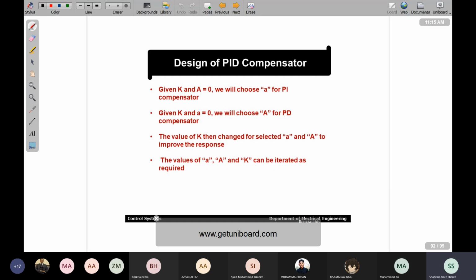That is, you start with a particular value of k. You place capital A equal to 0 and you choose small a for the PI compensator, because that gives you the location of the 0 in the PI compensator. Then similarly, you make small a equal to 0 and for given k, you choose capital A, which is the location of the 0 for the PD compensator, and the value of k is then changed because you have now got capital A and small a, so you go back to the root locus and get the values for k. After that, if you are satisfied with that k, good enough. If not, then you switch and iterate all the values for small a, capital A and k.